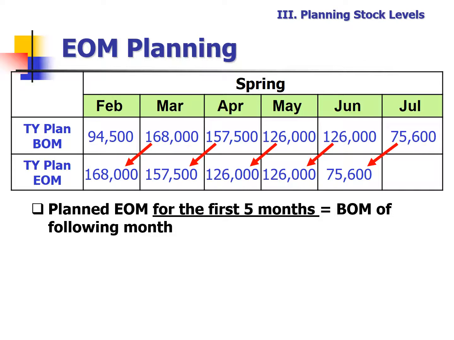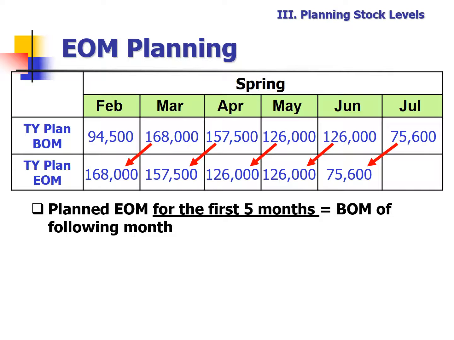The relationship is that the BOM of a month is the same as the EOM of the previous month. Another way of saying it is that the EOM of a month is the same as the BOM of the following month, right? So now that we have all the BOMs for all 6 months, we can easily estimate the EOM of the first 5 months by using the BOM of the following months, right?